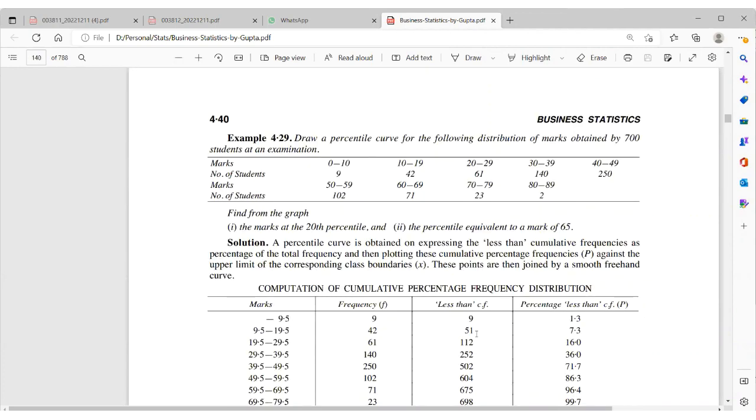From the next class we start the practical part. That is the most important part: the measures of central tendency. That is the root of stats. So be prepared for the next class and tell everyone to attend that class. That is the important class for all.